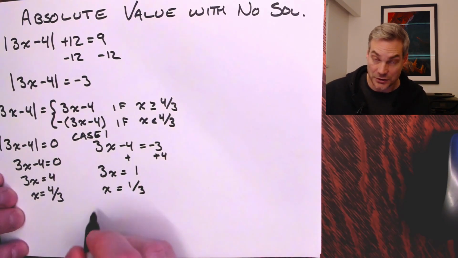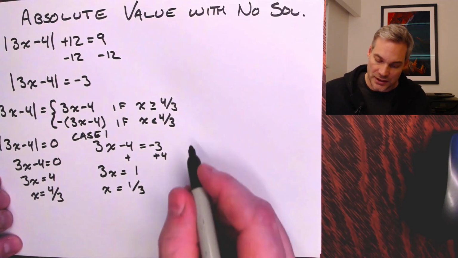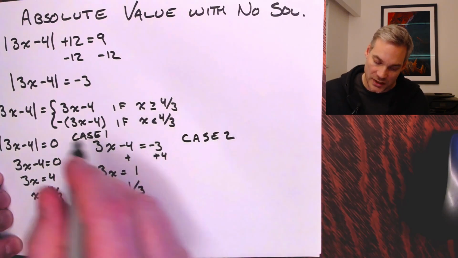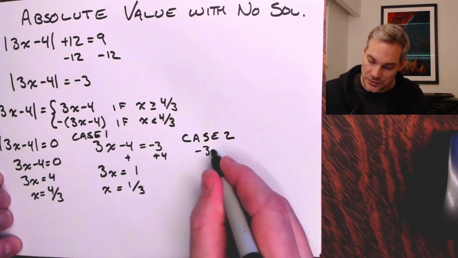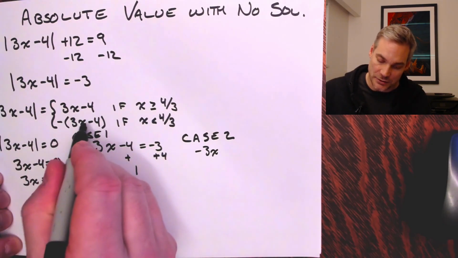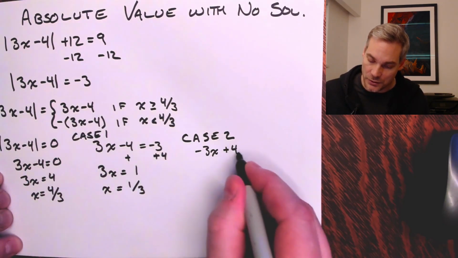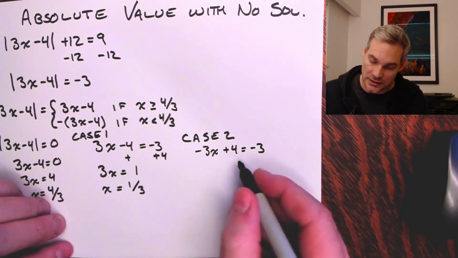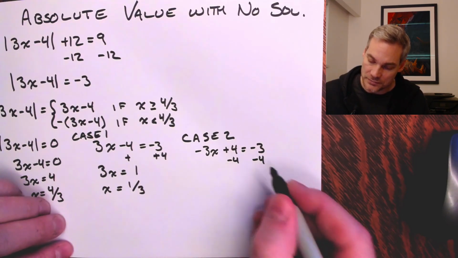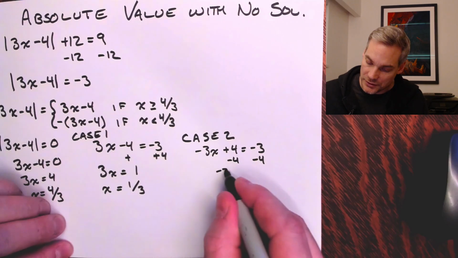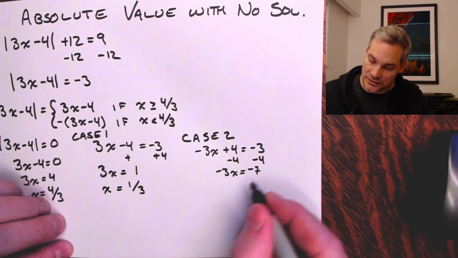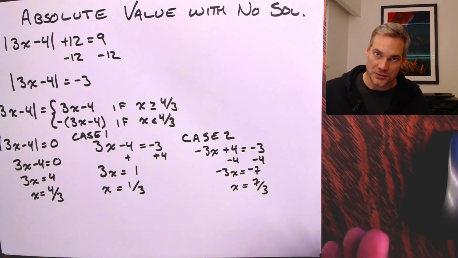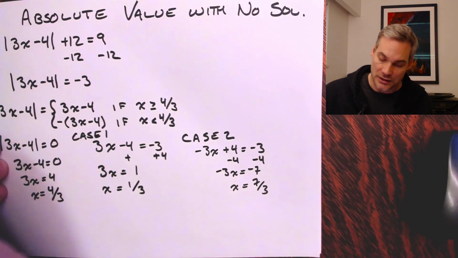Okay, well that's kind of weird. It's showing I have a solution. What if I did my other case? Let's say case 2. That's when -(3x - 4) = -3, so I multiply the negative through, and it's -3x + 4 = -3. Now I isolate again and solve for x, and that is -3x = -7, which is x = 7/3. Okay, so I have two possible solutions, but I know right from the start there is no solution.